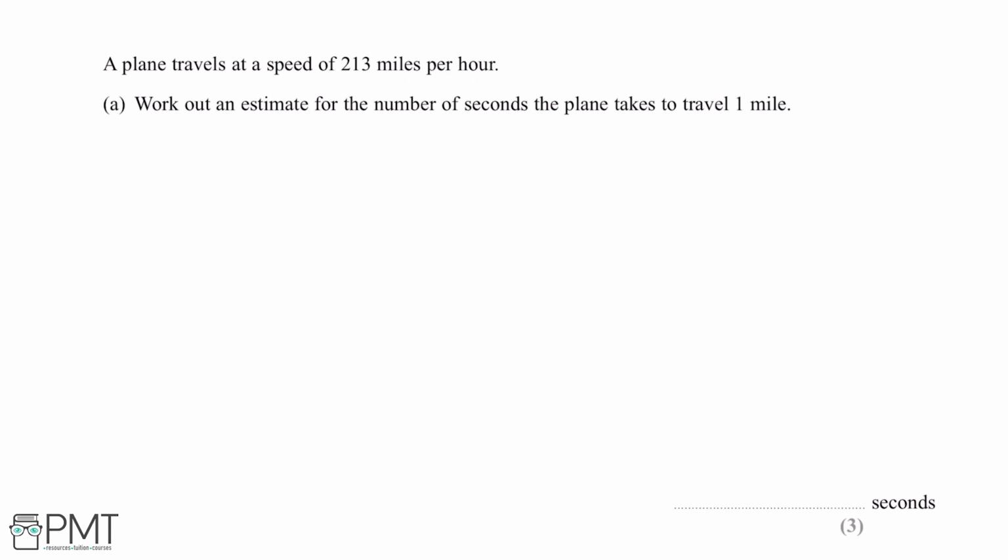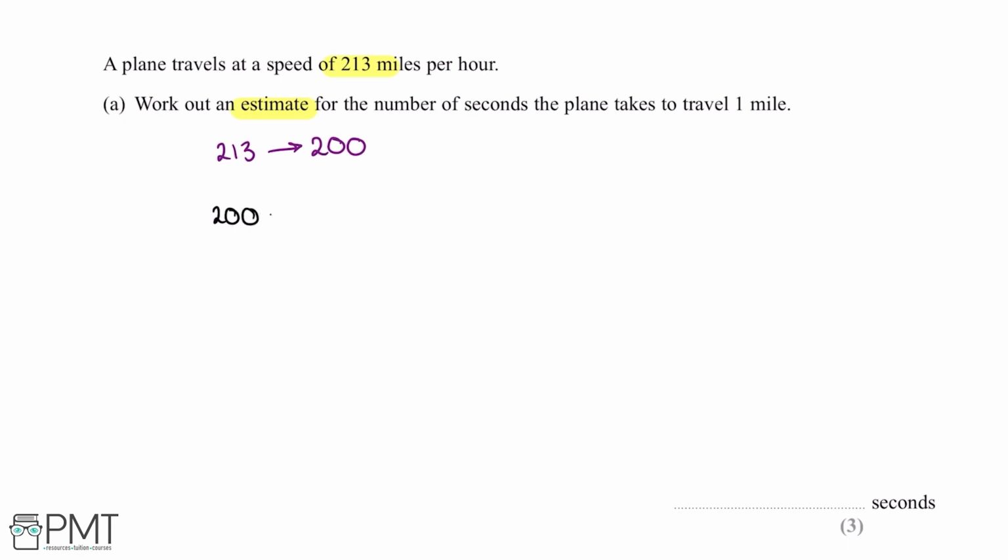A plane travels at a speed of 213 miles per hour. Work out an estimate for the number of seconds the plane takes to travel 1 mile. So the first thing we want to do for this question is, because we only want to work out an estimate for the number of seconds, then we want to round this 213 miles per hour down to 1 significant figure. And 213 can round down to 200. And this is the value we can use to work out an estimate.